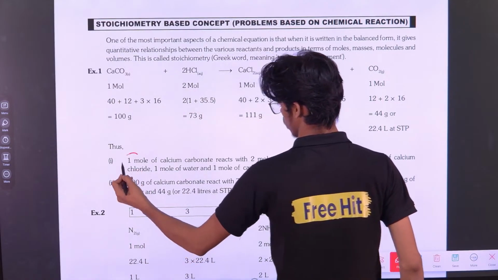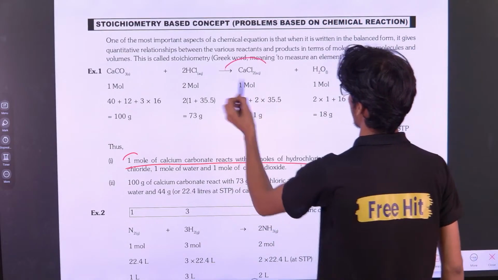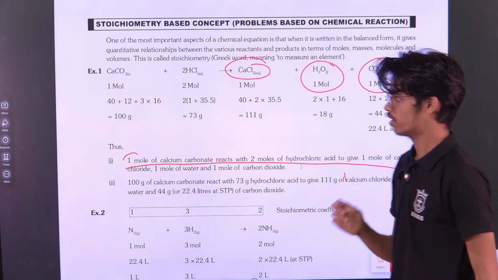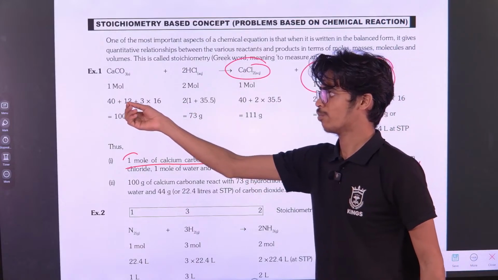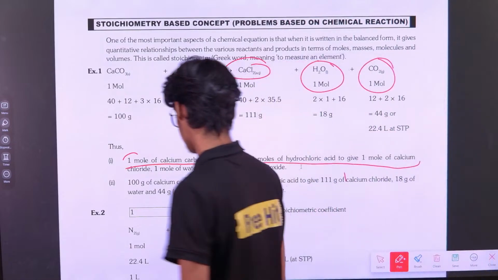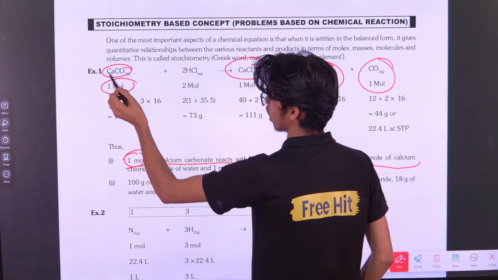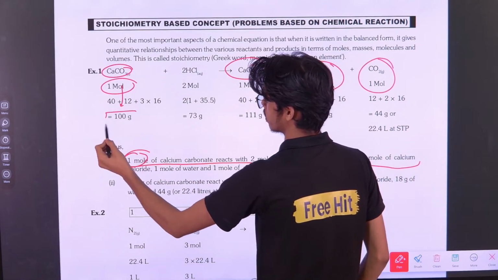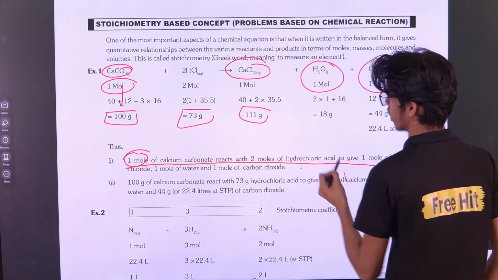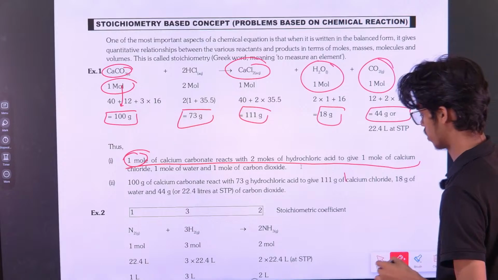So it means 1 mole of calcium carbonate reacts with 2 moles of hydrochloric acid to give 1 mole of calcium chloride, 1 mole of water and 1 mole of carbon dioxide. Remember this, okay. They can ask you different questions, like what will happen if 0.5 mole reacts with 1 mole of this. Now if you convert this 1 mole, what is the weight of 1 mole of calcium carbonate? It is 100 gram. It means 100 gram of calcium carbonate reacts with 73 gram of HCl to form 111 gram of calcium chloride, 18 gram of water and 44 gram of carbon dioxide, got it?